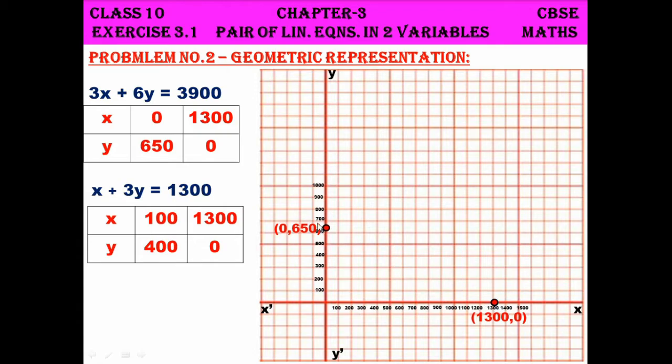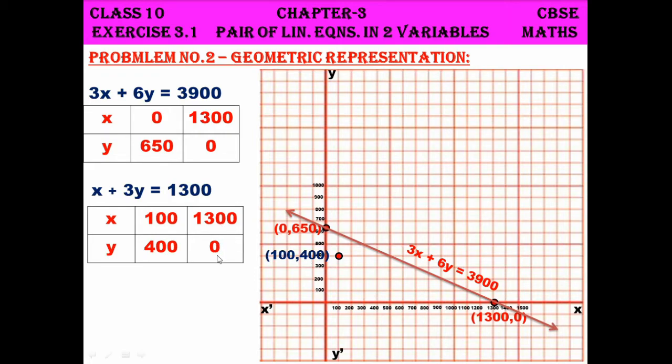So these are the 2 points satisfying the first equation. So let me join these 2 points. Therefore, I get the first straight line representing the equation 3x plus 6y equals 3900. Now let me draw the second equation, x plus 3y equals 1300. For that, the first point is 100, 400. x equals 100 here, y equals 400 here. So the point will be 100, 400.